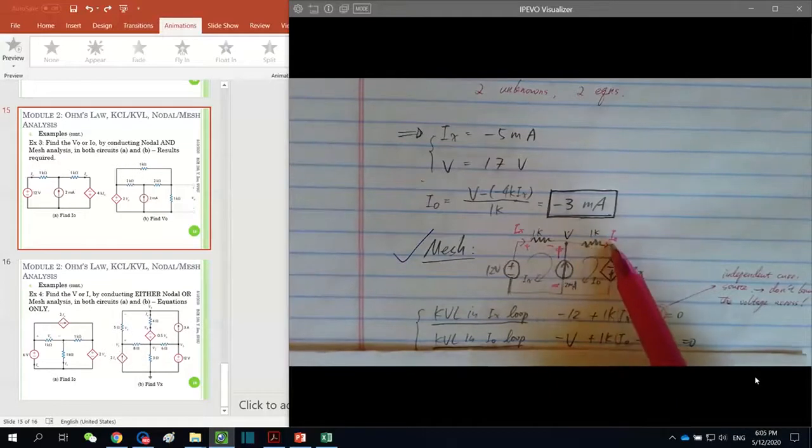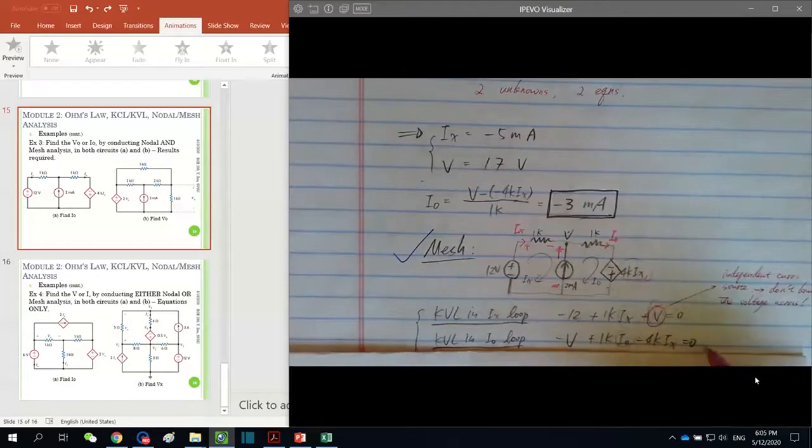Plus 1k times mesh current I naught. And then plus the voltage here with this polarity. Again, this is a voltage source, and we like it for KVL. So with this polarity, negative to positive, it is negative 4k Ix, and it equals 0. So counting again, we are ending up with two equations. However, V, Ix, I naught are 3 unknowns. We need one more extra equation to solve them. So what equation can we have?